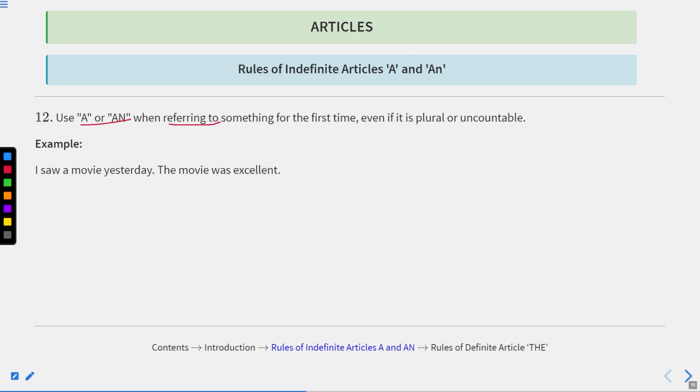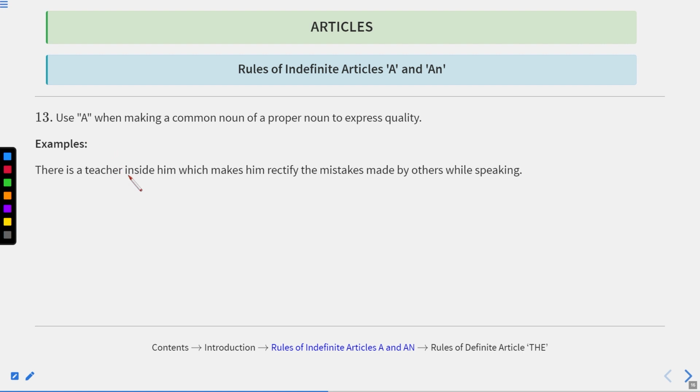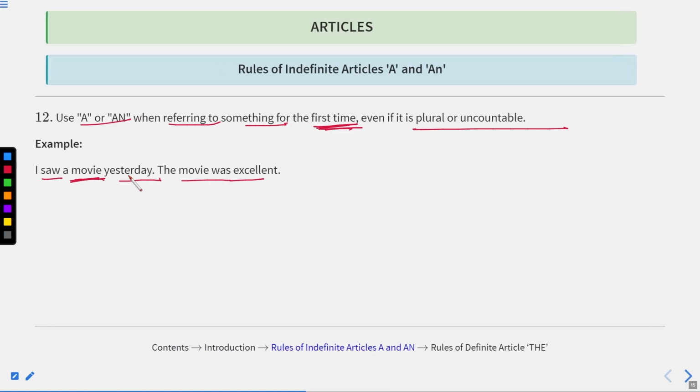Use a or an when referring to something for the first time, even if it is plural or uncountable. Yesterday I saw a movie. That movie was excellent. So before movie we can use a. However, this is not actually the complete rule. You cannot say that this is the rule for the first time. But if it is singular, we can use a or an. Okay, if it is written, even if it is plural or uncountable, that should be ignored.